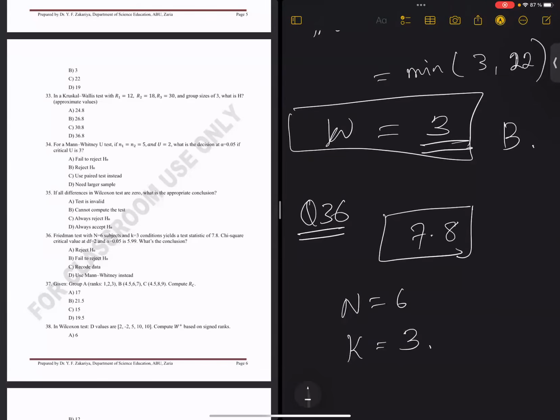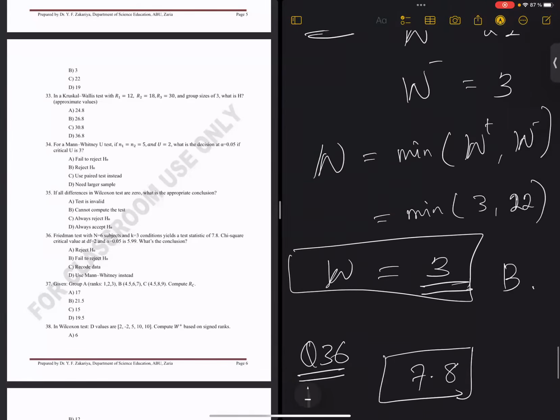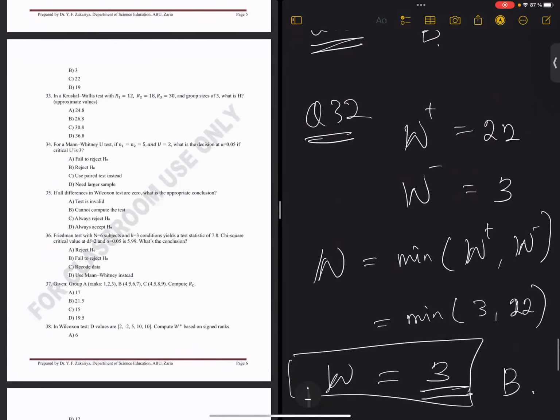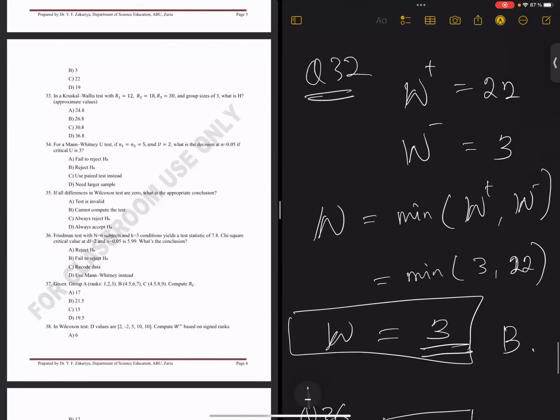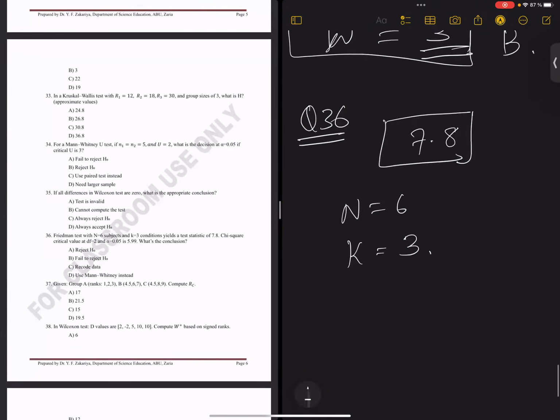Excuse me, sir. Go ahead. You skipped question 34 and 35, sir. No, we are dealing with multiples of 4. So after 32, the next multiple of 4 is what? It is 36. I'm not solving all the questions.